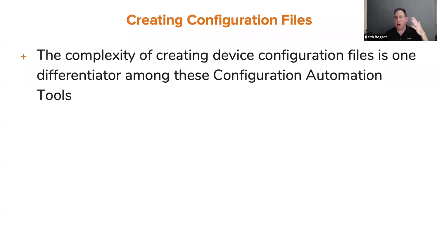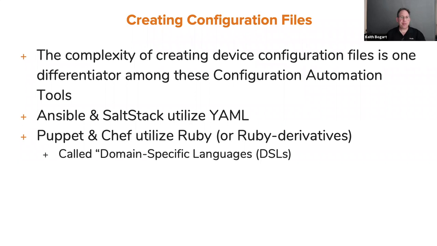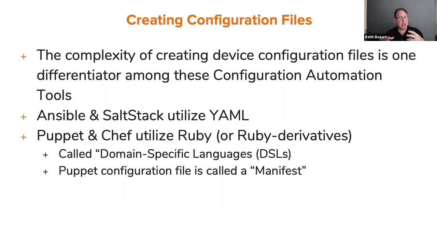Okay. So the second two components, not necessarily the IP addresses, but the second component about what makes talking to Cisco different than Juniper, and what are the actual things I want to push down, the access list, the OSPF, that requires some sort of scripting knowledge. And the script tool or the language depends on the tool you're going to use. So for example, Ansible and SaltStack utilize something called YAML. Puppet and Chef utilize Ruby. And these are called domain-specific languages. Languages specific to this particular configuration tool.